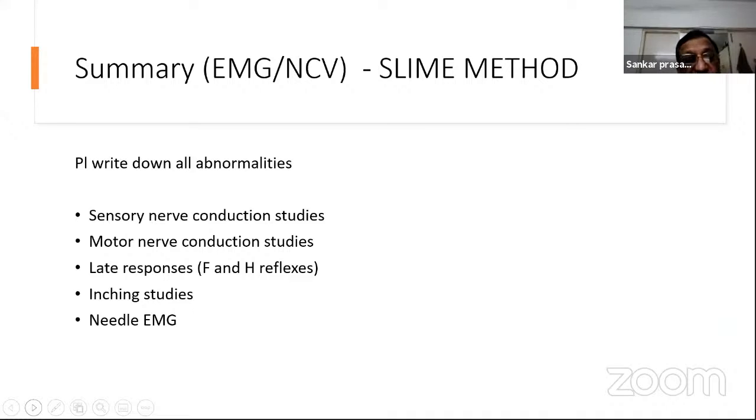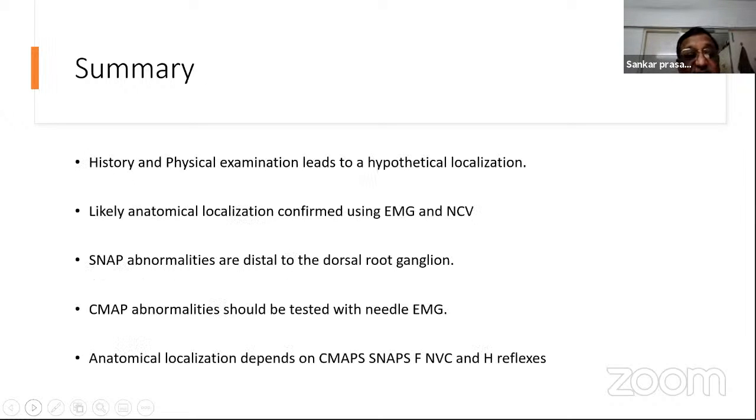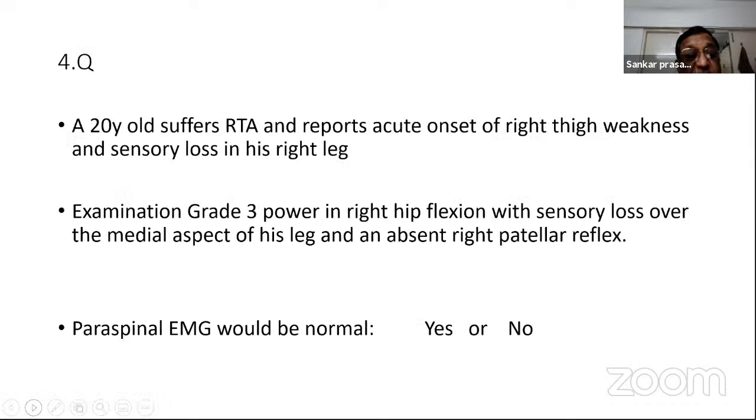So sensory nerve conduction studies, motor nerve conduction studies, late responses, inching studies, and needle EMG all put together, we can diagnose a case. The history and physical examination lead to hypothetical localization. The likely anatomical localization is confirmed using EMG and NCV. SNAP abnormalities are distal to the dorsal root ganglion. CMAP abnormalities should be tested with needle EMG. Needle EMG will help in differentiation. Anatomical localization depends on CMAP, SNAPs, F waves, nerve conduction velocity, and H reflexes. So these are the important issues.